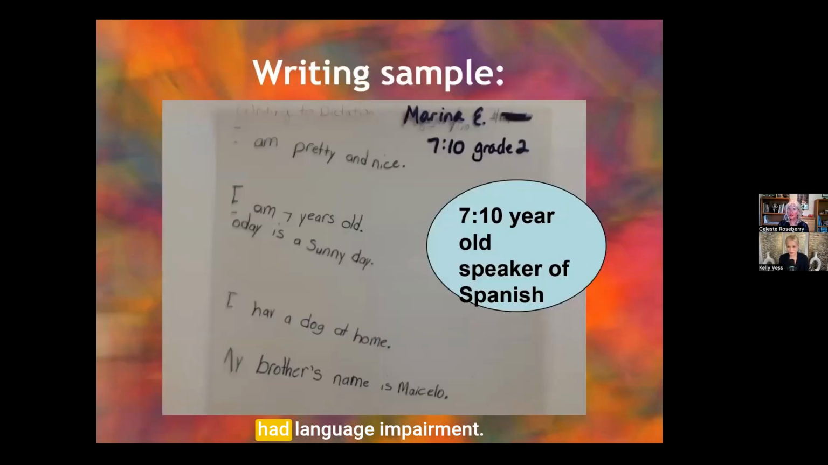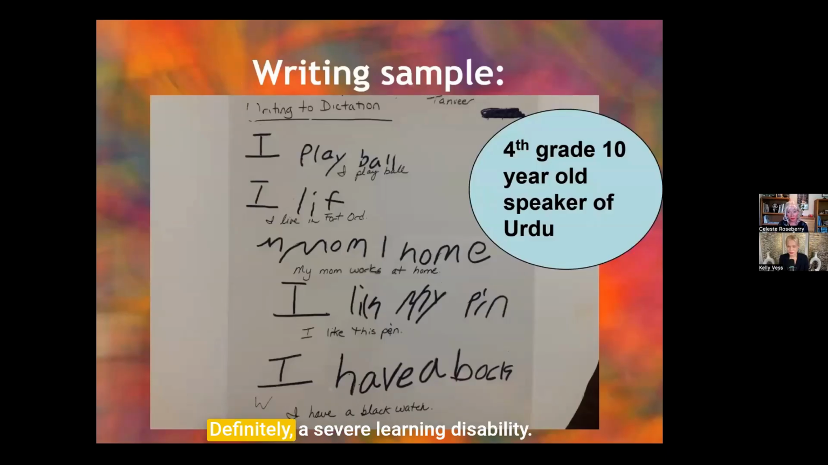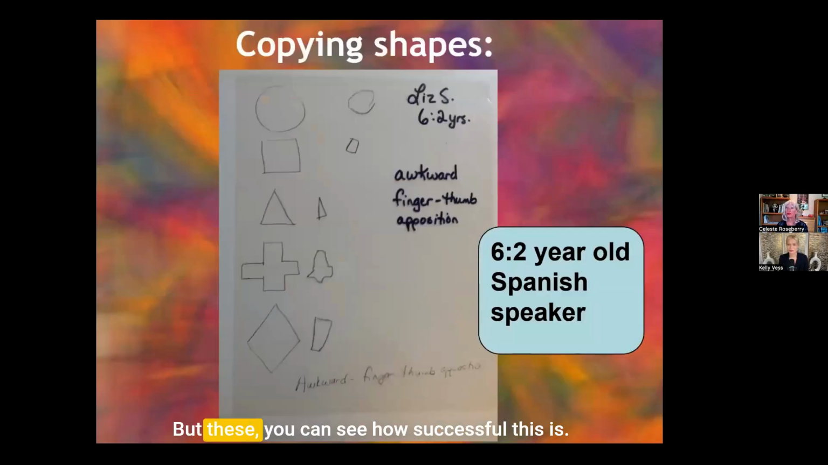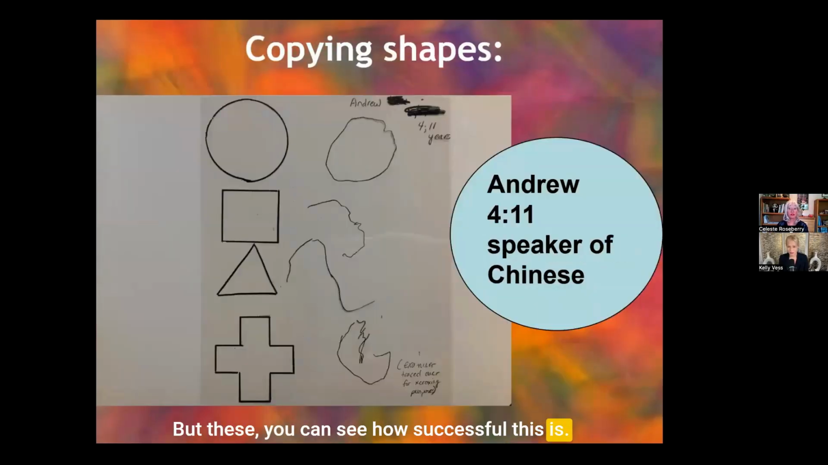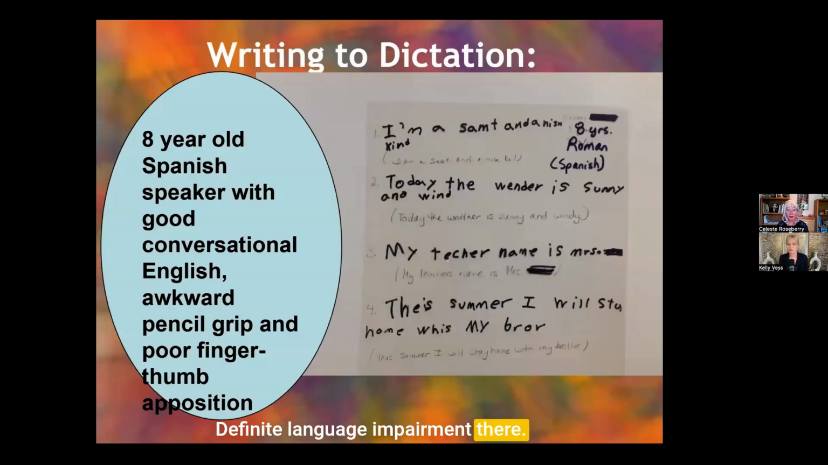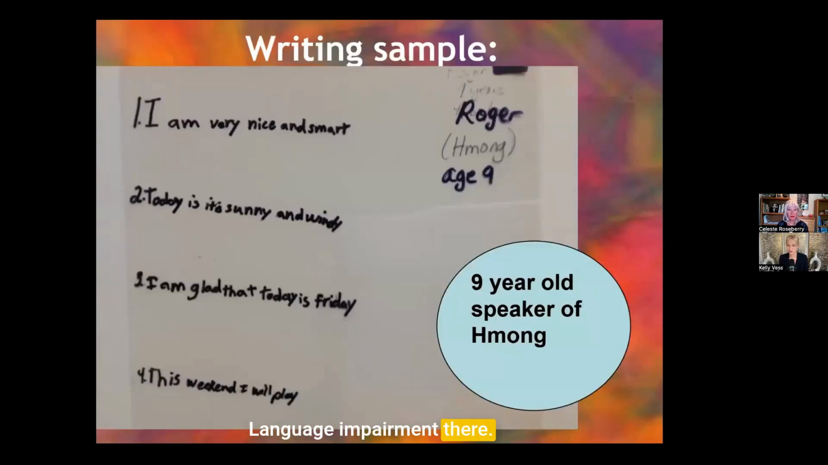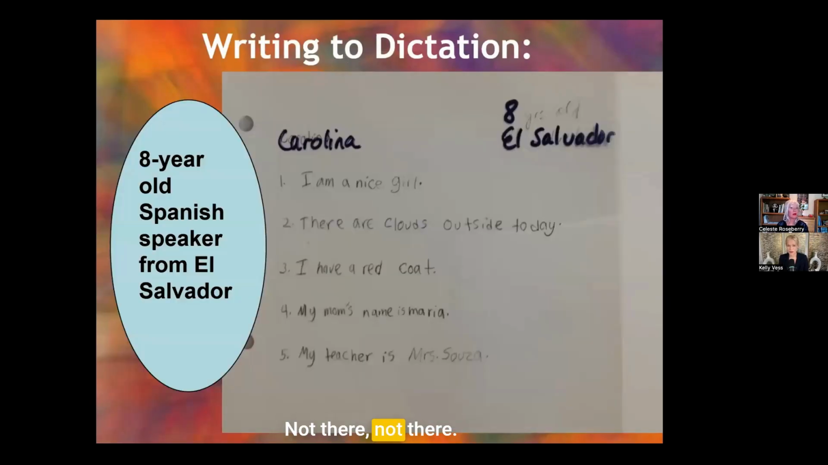They thought all these kids had language impairment, definitely a severe learning disability. I make up the sentences out of my head, and it just takes a couple of minutes. But these, you can see how successful this is. Definite language impairment there, language impairment there, not there, not there.